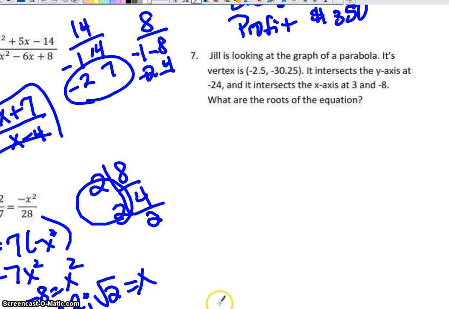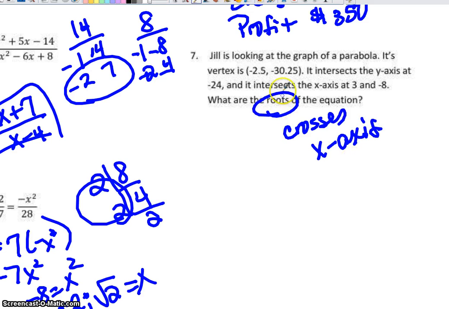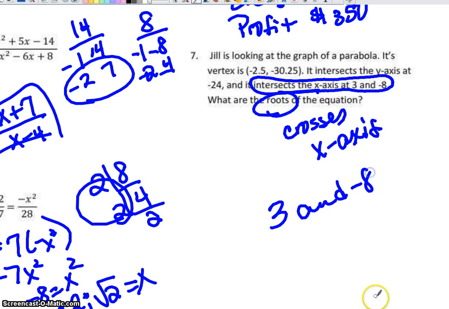Number 7, Jill is looking at a graph of a parabola. Its vertex is (-2.5, -30.25). It intersects the y-axis at -24, and it intersects the x-axis at 3, -8. What are the roots? Roots are where it crosses the x-axis. So look at the information they gave you. Intersect means the same thing as cross, so your answer is 3 and -8, no work involved.